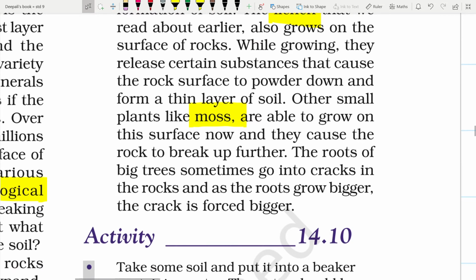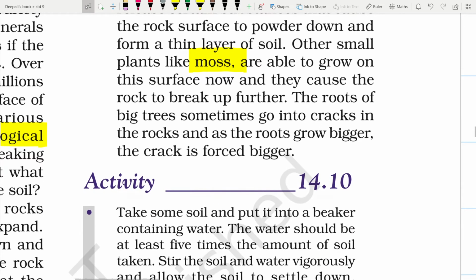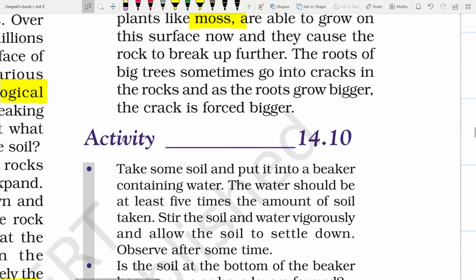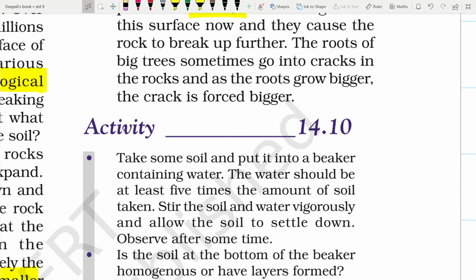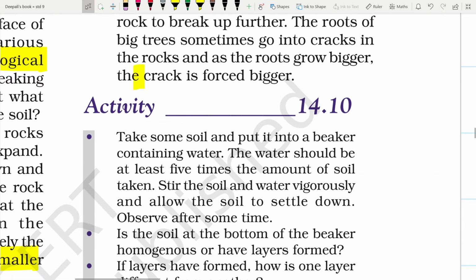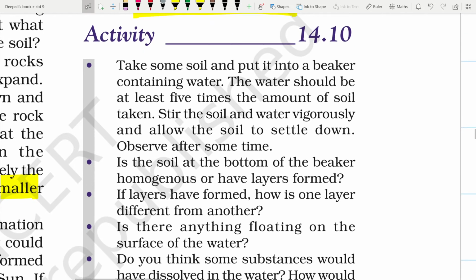And the roots of big trees sometimes go into the cracks in the rocks, and as the roots grow bigger, the cracks are forced to become stronger and wider, and they break the rock.